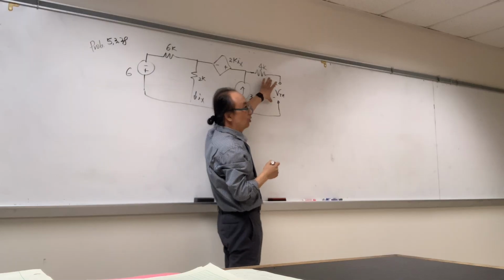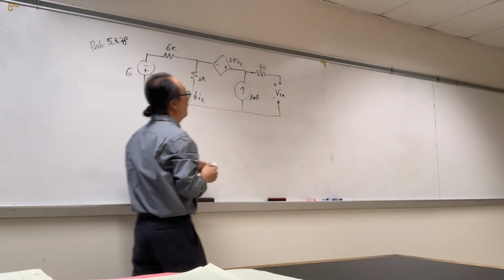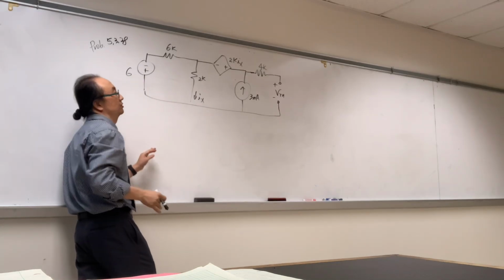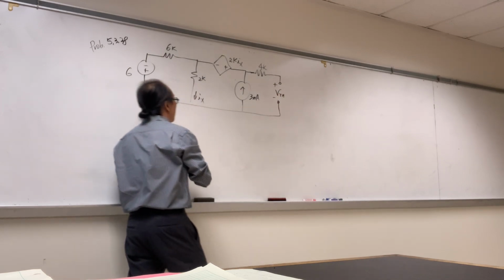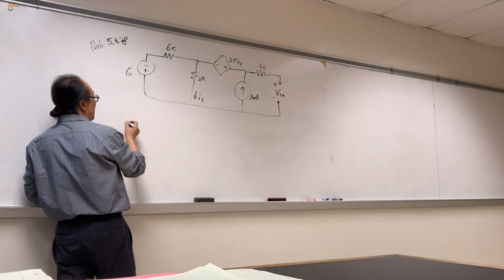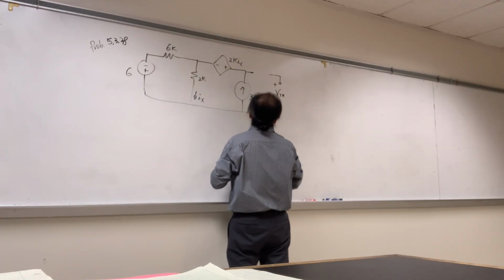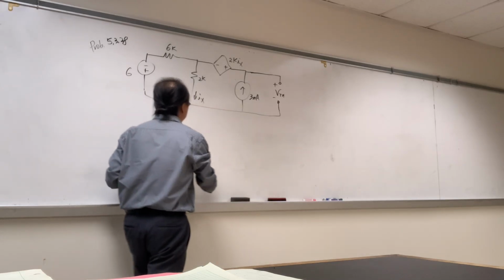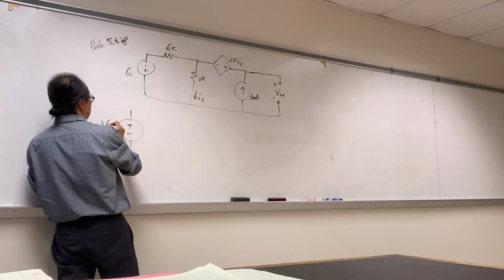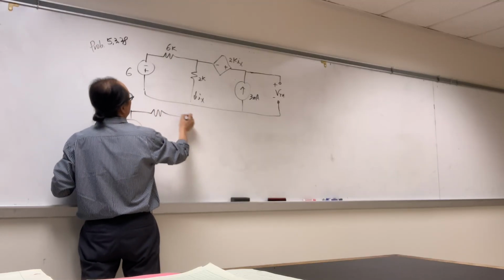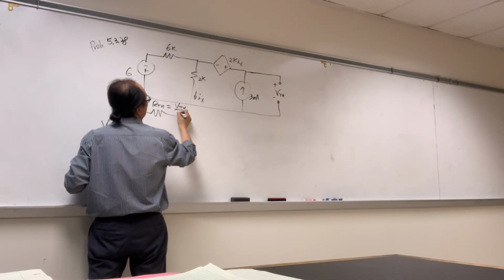Since we made this an open circuit, there's no current going through the 4K. So calculating VTH here is not the correct VTH. Therefore, we're going to take this 4K out as well. And after we find the VTH, we're going to calculate RTH, which is VTH over I of n.